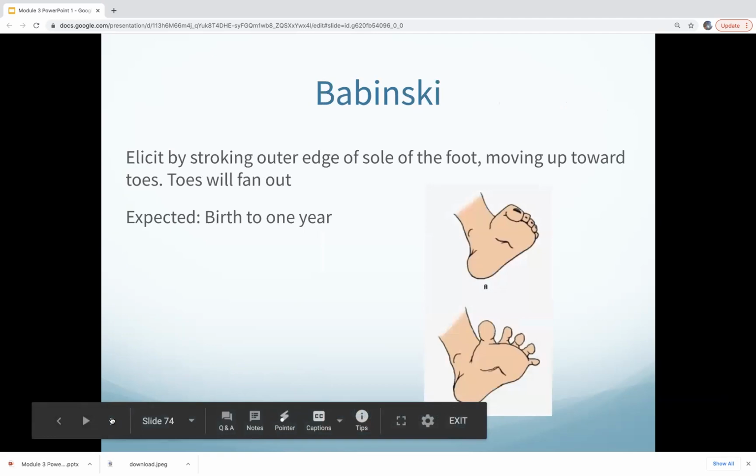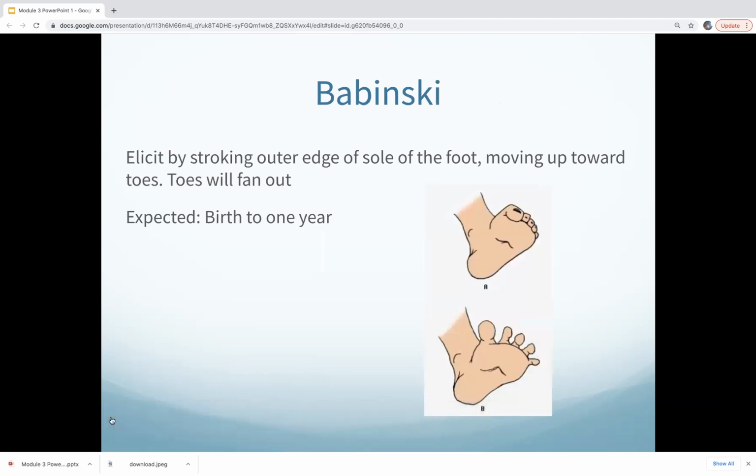Babinski in newborns is normal. After you had Professor Terry in neuro, that is abnormal in adults, right? So that is elicited up to 1 year. And what you do is you take your finger and you stroke the outer edge of the sole of the foot, moving up towards the toes, and then the toes will fan out, as you see in image B.